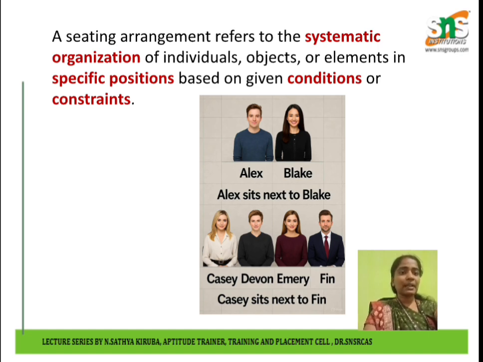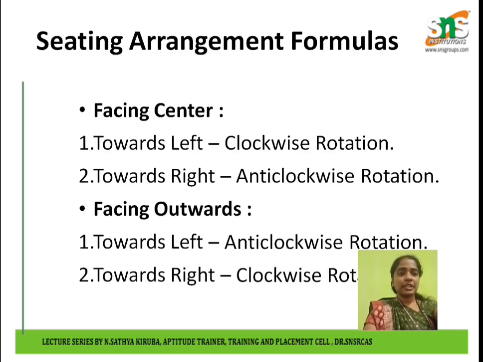So for example, Alex and Blake are sitting, so Alex sits next to Blake means he has to sit next to Blake. And also Cassie sits next to Finn. So this is a systematic organization. Whenever an arrangement is given, a particular seating arrangement is given on a specific position, and also conditions and constraints are mentioned. That is how you define a seating arrangement.